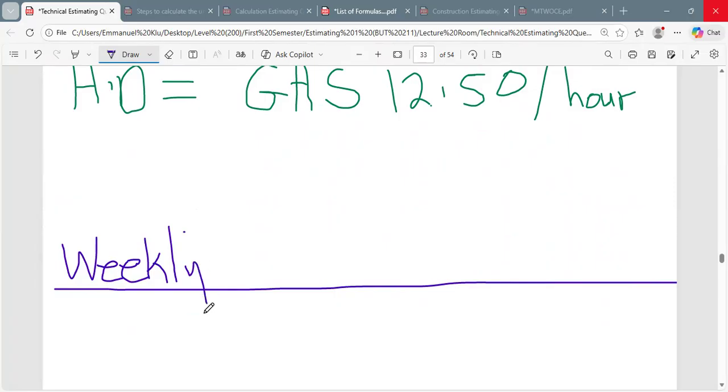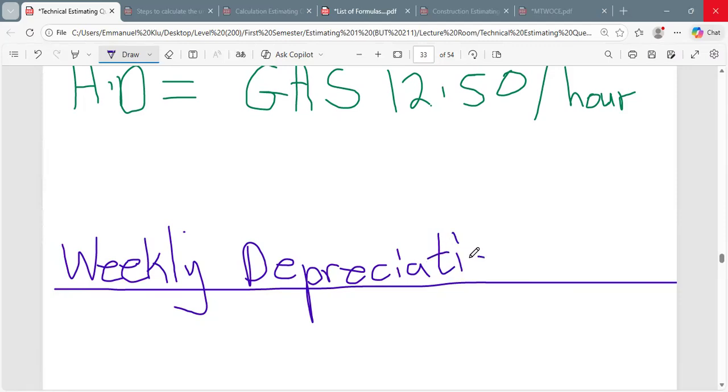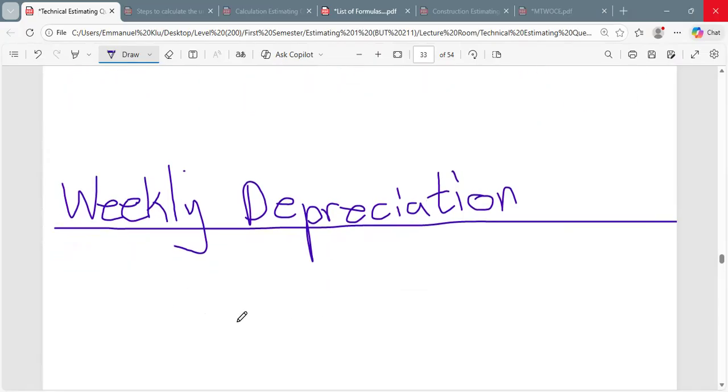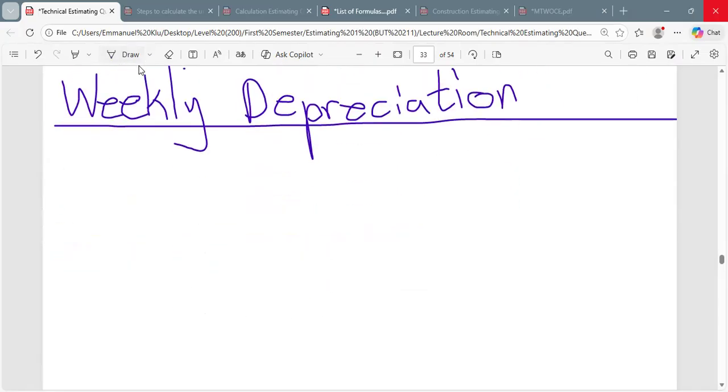So this is the weekly depreciation. Weekly depreciation. Good. The weekly depreciation is equivalent to, because you have 7 days in the week, but you only work from Monday to Friday. So the only active working days are five. Five times, Monday to Friday, is 5 days. So it is five times your daily depreciation, that is all.